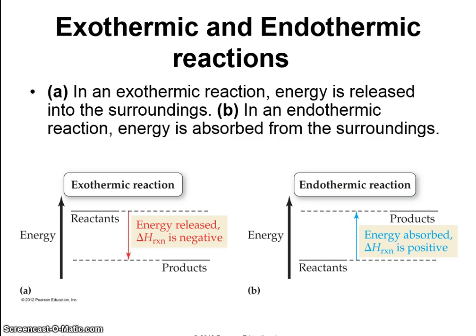Here's a schematic of the energy of reactants and products and how they relate to the type of energy given off or absorbed. In an exothermic reaction, energy is released into the surroundings, so the reactants are at higher energy and give off heat to make products that are lower energy. In an endothermic reaction, energy is absorbed from the surroundings, so reactants at lower energy absorb energy from the surroundings to give products with higher energy.